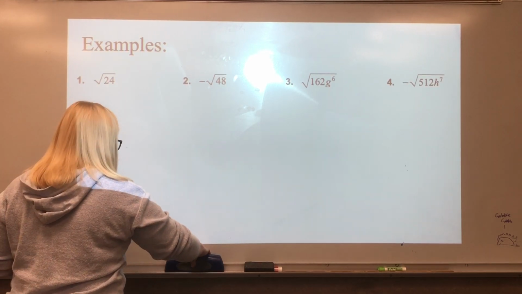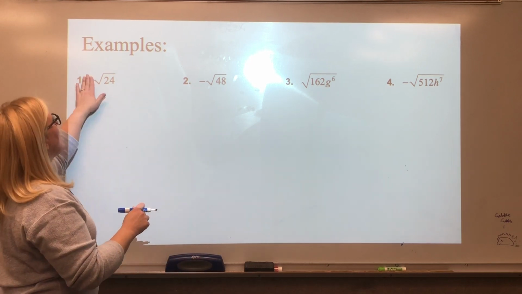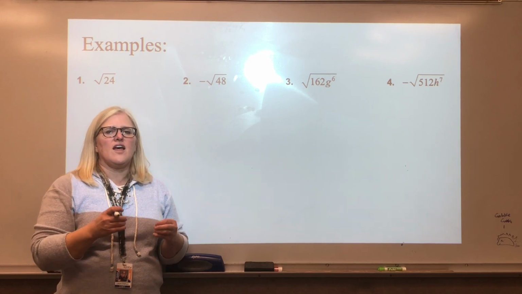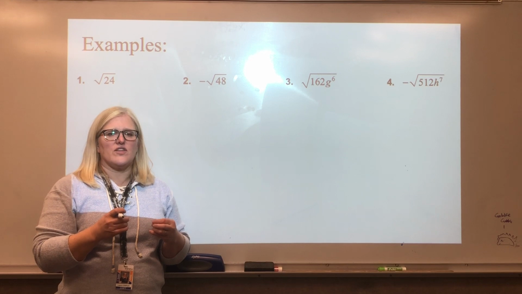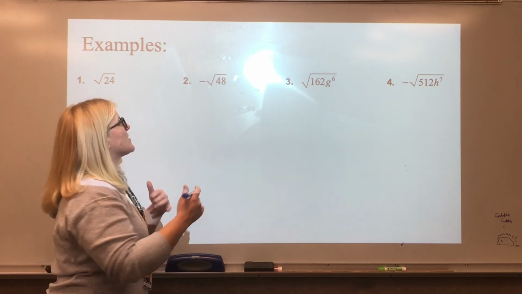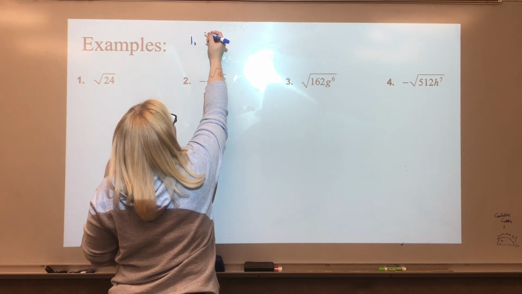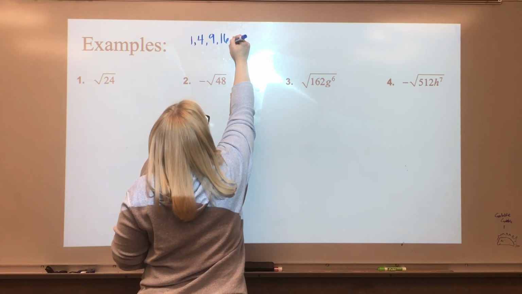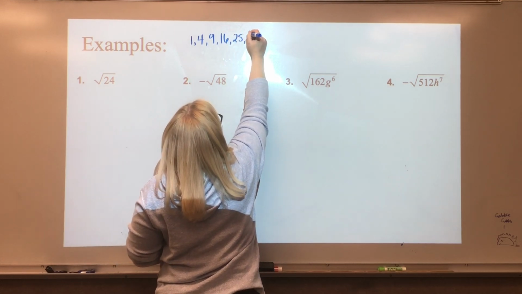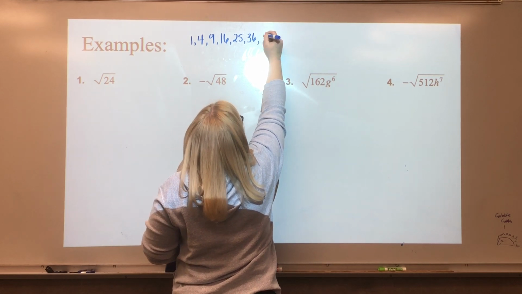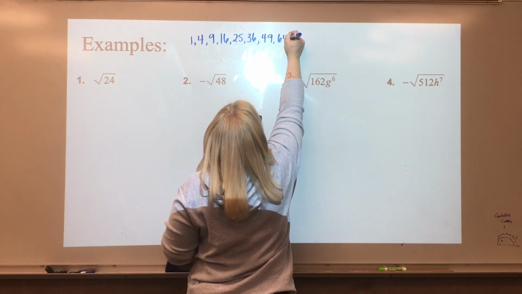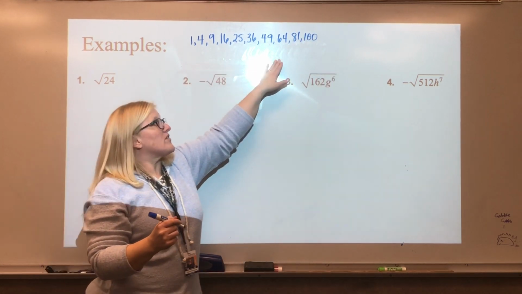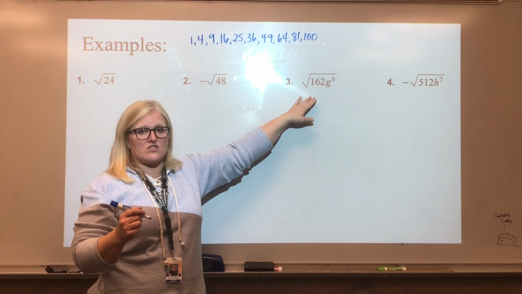Using those properties that we just learned about, what we want to do when we're simplifying square roots is look for the largest factor that's a perfect square. So what are some perfect squares? Well, 1 squared is 1, 2 squared is 4, 3 squared is 9, 4 squared is 16, 5 squared is 25, 6 squared is 36, 7 squared is 49, 8 squared is 64, 9 squared is 81, and 10 squared is 100. So here's some perfect squares. That's what I'm looking for as factors in here.